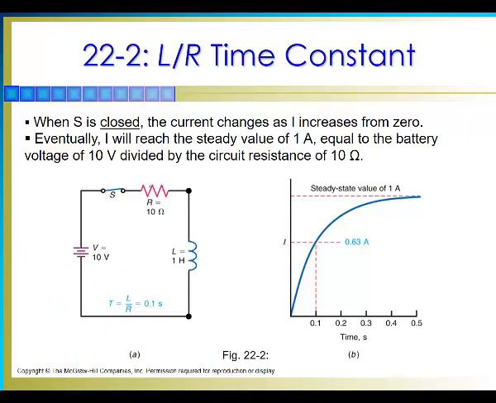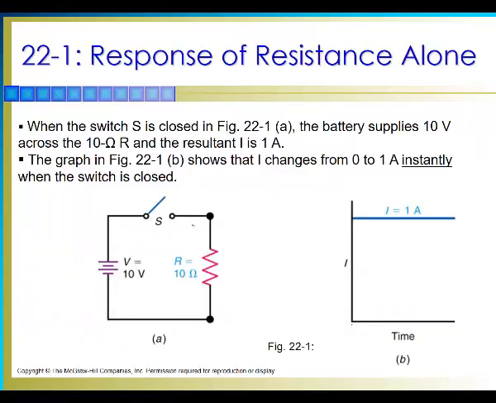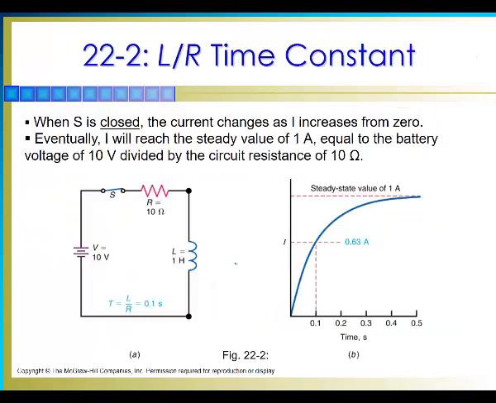If we have a circuit that has resistance and inductance, unlike the purely resistive circuit, when it is closed, the current goes from 0 to the steady state, which in this case will be 1 amp, instantaneously. That current will go from 0 to 1 amp at the very moment when you close the switch.